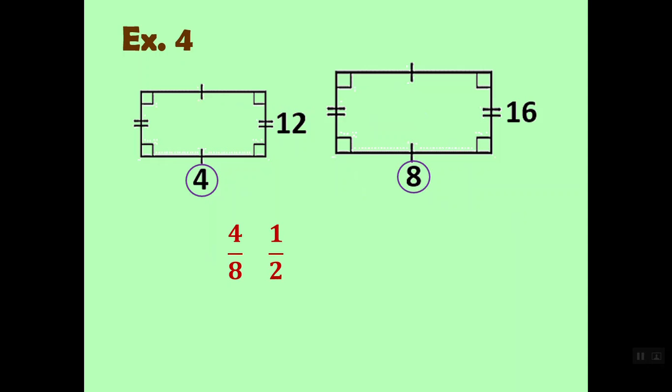Then we're going to take the other corresponding sides and put those in a proportion and simplify, and we get a different ratio. So if they're not the same ratio, it's not a proportional situation, and so they're not similar. Therefore, we have to write neither.